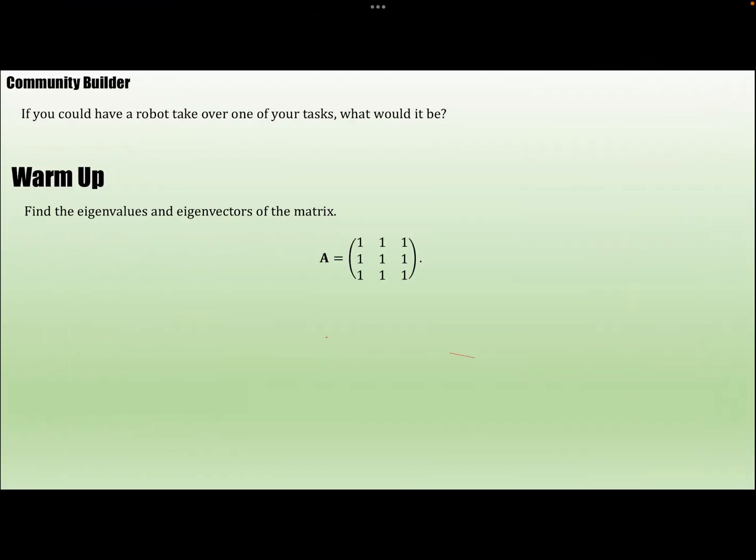Did you also think about what you would like to have a robot do for you? Maybe your answer is this.